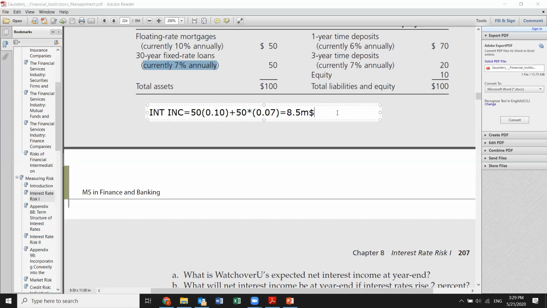Excuse me, Professor. Yes, please. Why here didn't we consider liabilities? Wait, we didn't come to it yet. We are now doing the rate sensitive assets. Now we are coming to rate sensitive liabilities. This is the rate sensitive asset. Now we're going to interest expense, which is the liability part. On the liability part, we're going to consider 70 times. I didn't put the time in here.